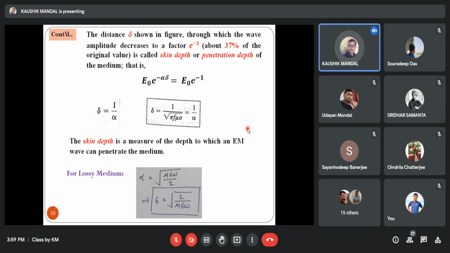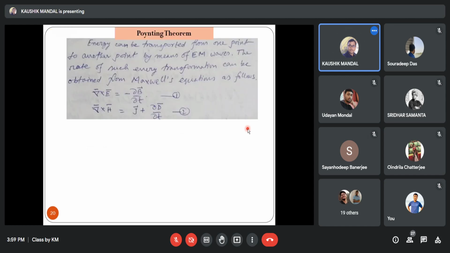Now with this idea, we have to move to the energy conservation of electromagnetic wave propagation. Energy conservation is basically defined by the Poynting theorem, and we will now discuss it. As we know, the wave is propagating from one point to another, which means the energy is transferring from one point to another by means of the electromagnetic wave.